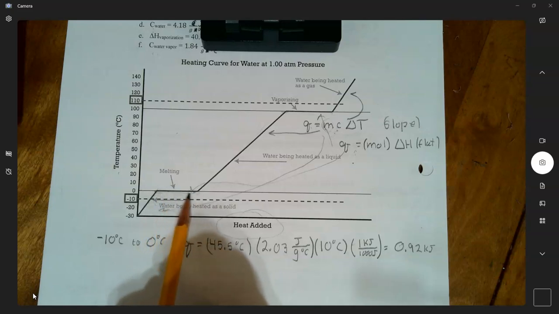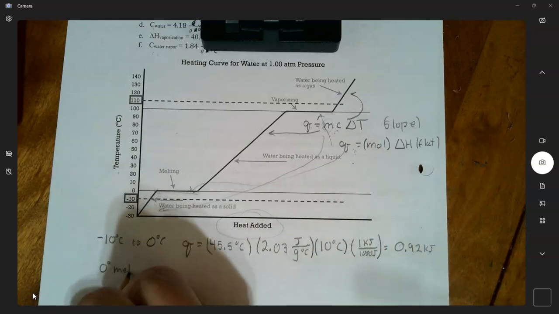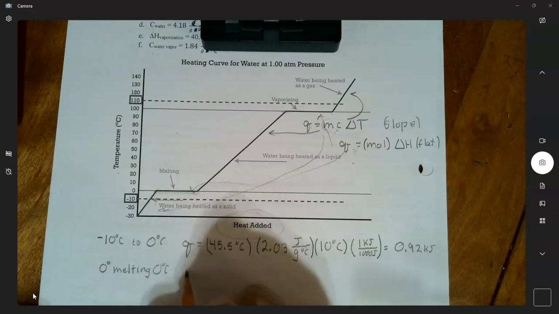Now we're going to go along the flat here. Okay, the ice is melting along here. Temperature doesn't increase, but because all of the heat goes into breaking apart the intermolecular forces holding the water molecules together. Those are dipole-dipole, hydrogen bonds and LDF. So we're going to use this formula. So I'll write it like this: 0 to melting, 0 degrees centigrade.